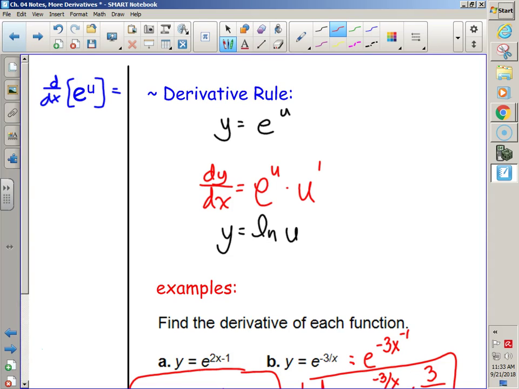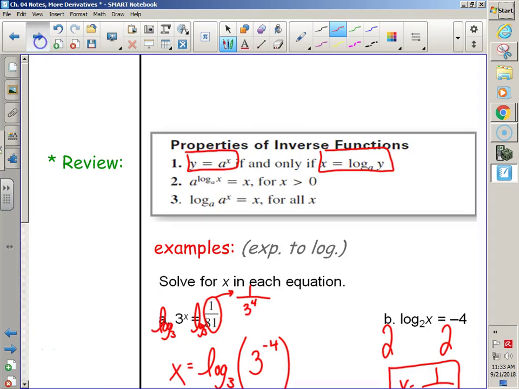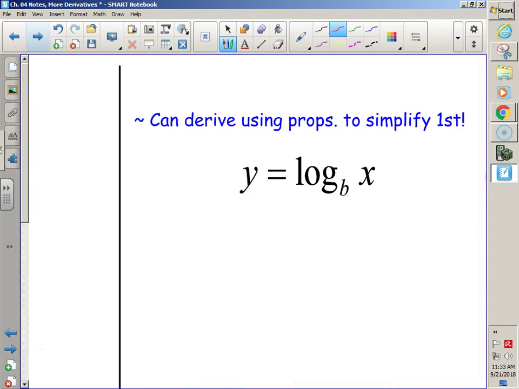dy dx is equal to 1 over u times u prime. Wow, that slide just got lost somewhere. Lo siento. There we go.